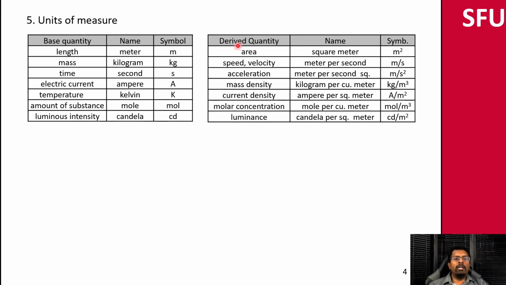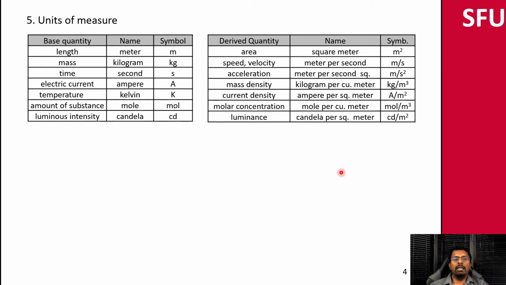On the right column over here, we have derived units. These are combinations of one or more of these base units. An example would be area or volume. Area is like the surface area, in square meters, basically a length times another length. Volume is a third length. Speed or velocity is the rate of change of position, in meters per second, with the symbol m over s. Acceleration is the rate of change of velocity, so it's in meters per second squared.